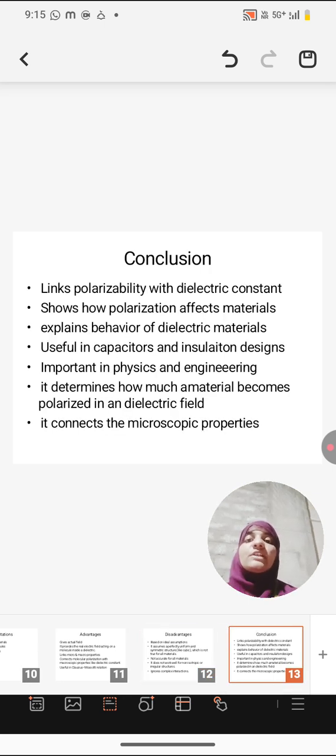Conclusion for Clausius-Mossotti relation. It links polarizability with dielectric constant. It shows how polarization affects materials. It explains the behavior of dielectric materials. It is useful in capacitors and insulation designs, important in physics and engineering. It determines how much a material becomes polarized in an electric field. It connects the microscopic properties.